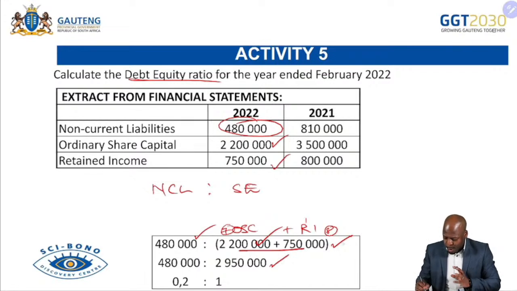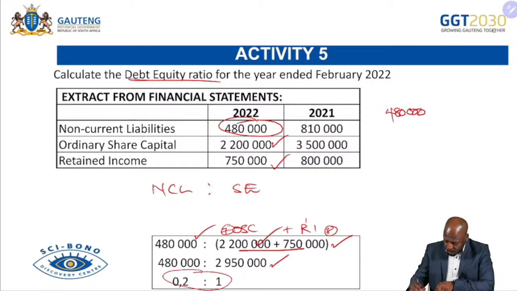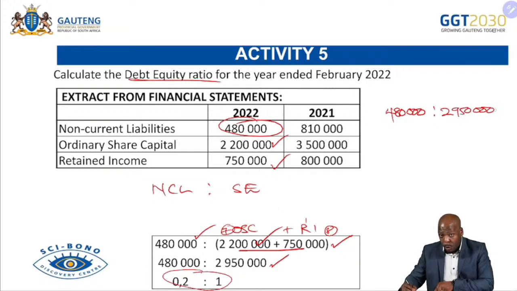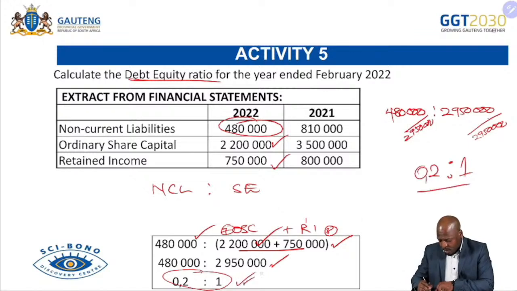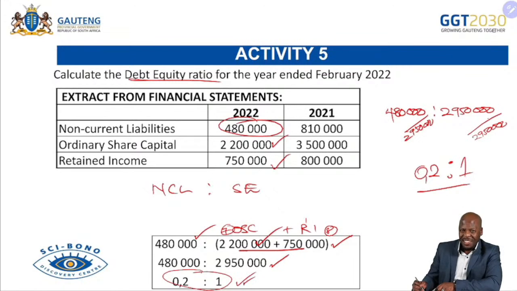Now, how then do you get to this answer? All right. This is what I always say. I'm going to write it up here rather. 480,000 as to 2,950,000. All right. How do we solve it? You divide everything by what is on your right hand side. So you're going to divide everything by 2,950,000. That gives you 1. You come here, you divide it by 2,950,000. That gives you 0.2. This is what we see here. Are we cool? All right.